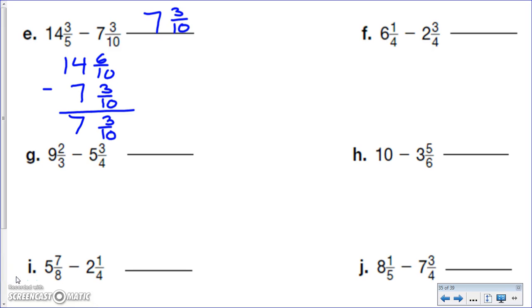For F, we have a common denominator to start with, but we can't subtract 3/4 from 1/4. So we're going to have to borrow from the 6. So we take a whole away, so the 6 becomes a 5. And that whole is 4/4. So we're going to add it to the 1/4. So we're going to get 5 and 5/4.